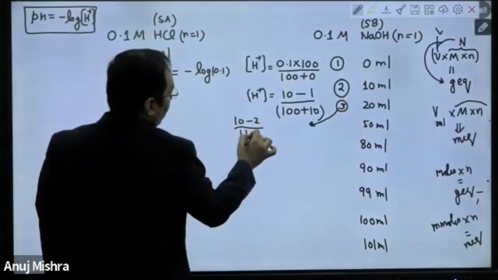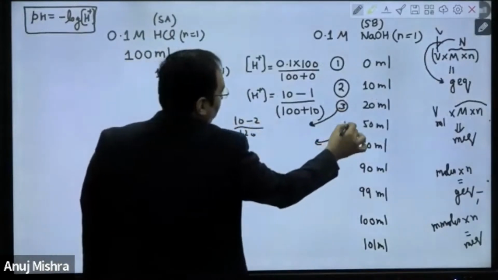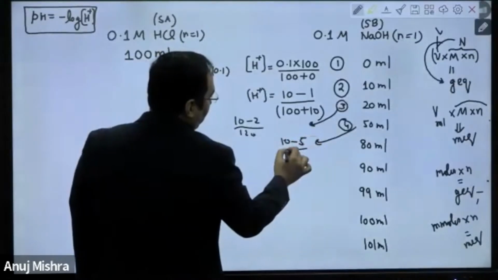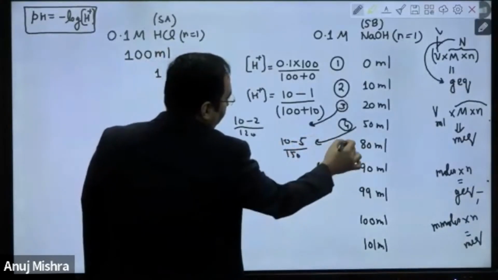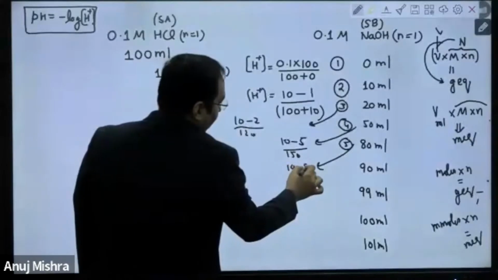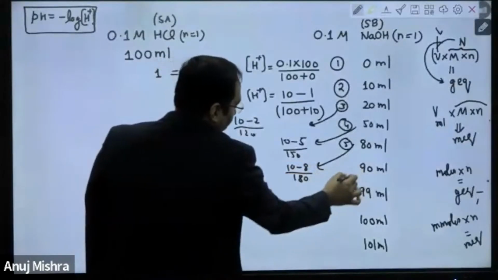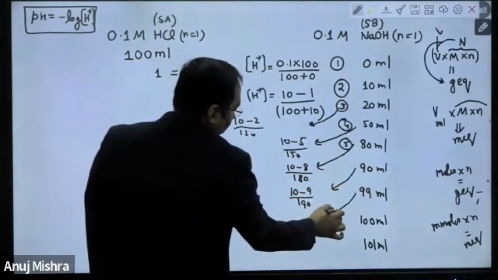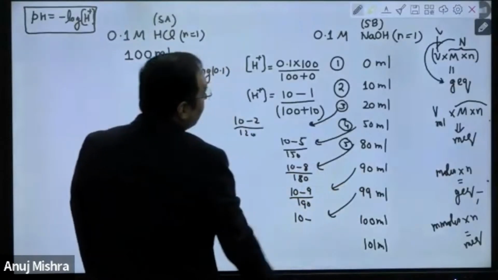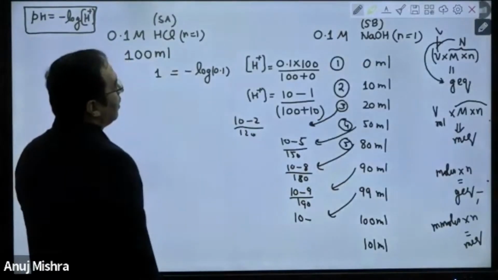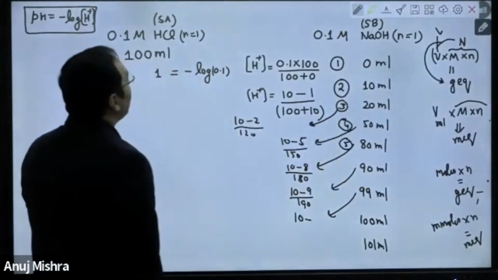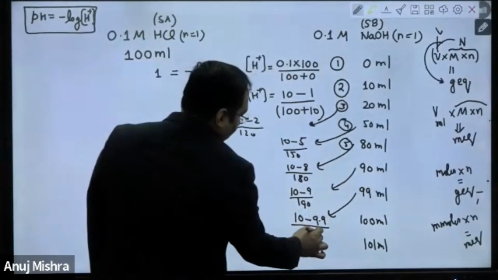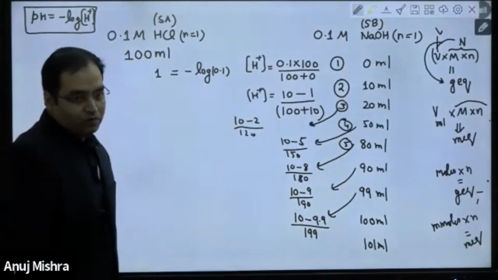10 minus 2 upon 120 इसके लिए, 4 के लिए 10 minus 5 upon 150 इसके लिए, 10 minus 8 upon 180 for this one, 10 minus 9 divided by 190 for this one, 10 minus, what shall I write? 9.9 divided by 199. यहाँ पे आगे रुक जाओ.